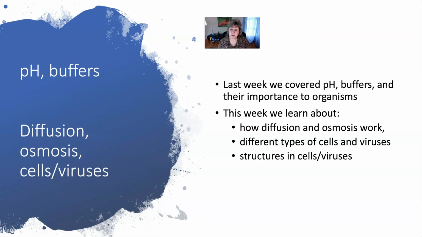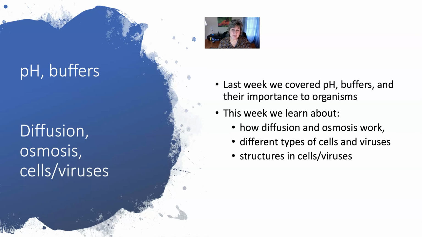Okay, quick review of last week. You learned about pH, which is a measure of hydrogen or hydroxide ions, which gives you an idea of how acidic or alkaline an aqueous solution is. And that's very important because most cells like to have a nice neutral pH of 7, which is a balance of hydrogen and hydroxide ions. We learned about buffers, which are chemical systems that maintain pH. And this is very important in a lot of organisms because that pH of 7 needs to be maintained or the organism will suffer. This week we're going to learn about diffusion and osmosis.